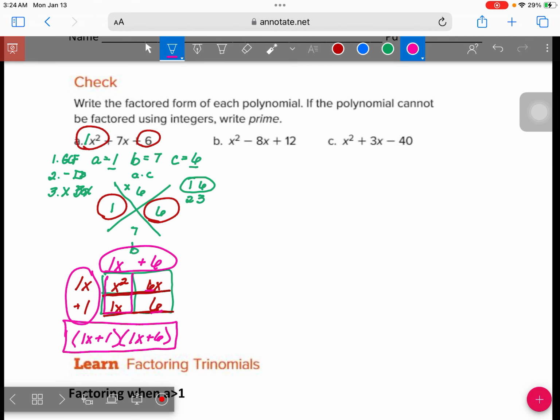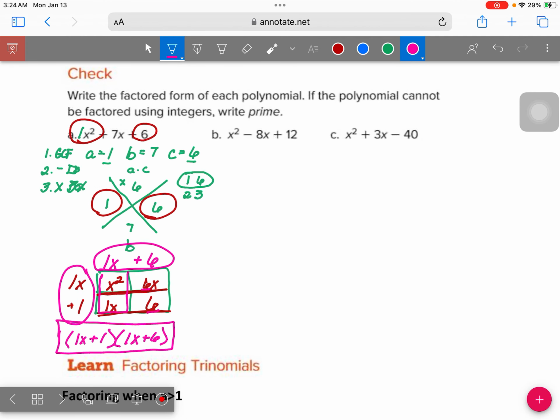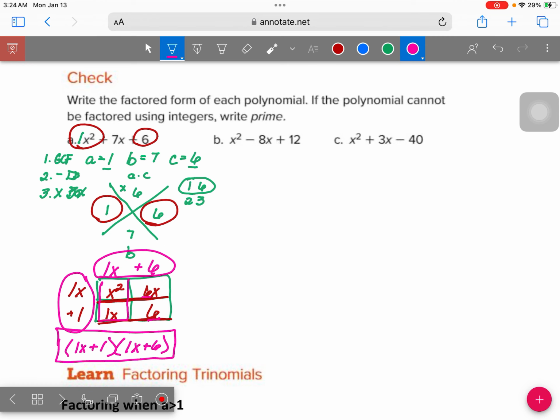Okay. Looking at the second one, same story as what we're looking at over here. Greatest common factor, difference of squares, x box. For the greatest common factor, anytime it's a 1 in front, the greatest common factor is only going to be 1, and that's not helpful. We don't have a difference of squares, so we go right away to x box. So A is 1, B is -8, C is 12.